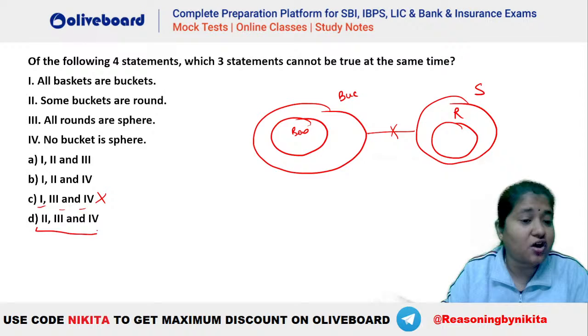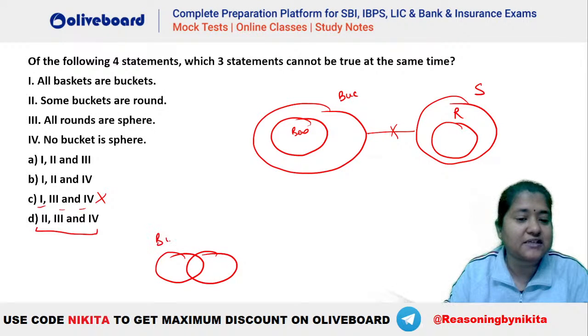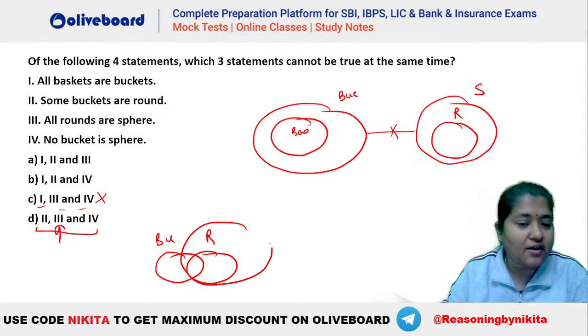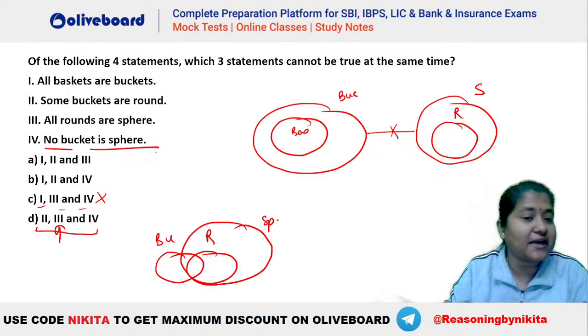But if you try to draw, let's say, 2, 3 and 4, what will happen? You can see some buckets are round, it will be something like this. Let's say this is bucket here, this is round here. So some buckets are round. Add the third one. Third says all round are sphere. So all round are sphere will be like this. Now check the fourth one.